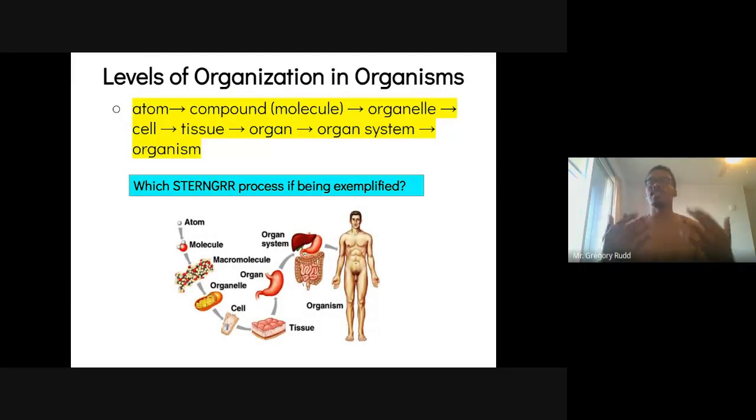All right, so let's continue to zoom out and then we'll start to see some connections between those really, really small atoms and an actual organism like the human body. So a group of atoms is called a molecule. A group of molecules is going to be called a macromolecule. Go figure, the prefix macro means large or big. So a macromolecule is a group of molecules.